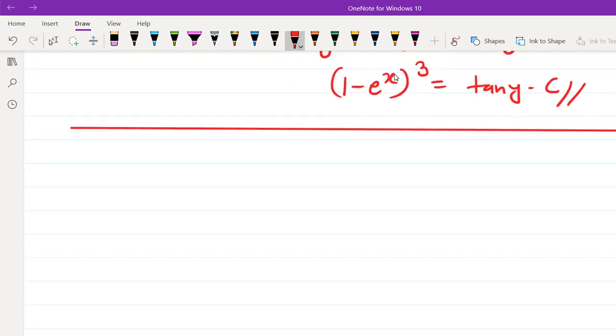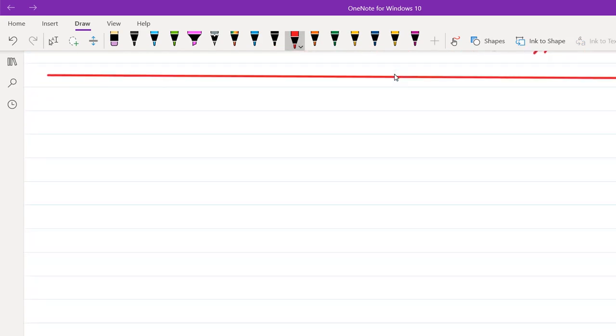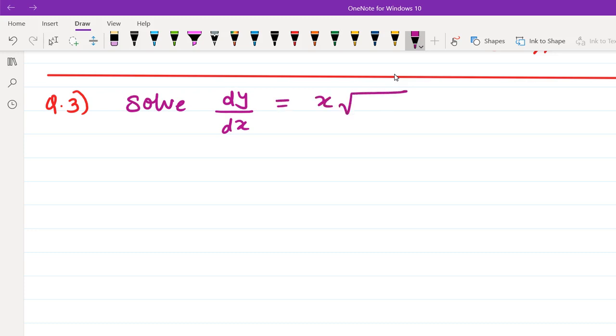Let us go to the last question on variable separable method. Question number 3. Solve dy by dx is equal to x square root of 25 minus x square. So let us see how I can apply variable separable on such a problem.